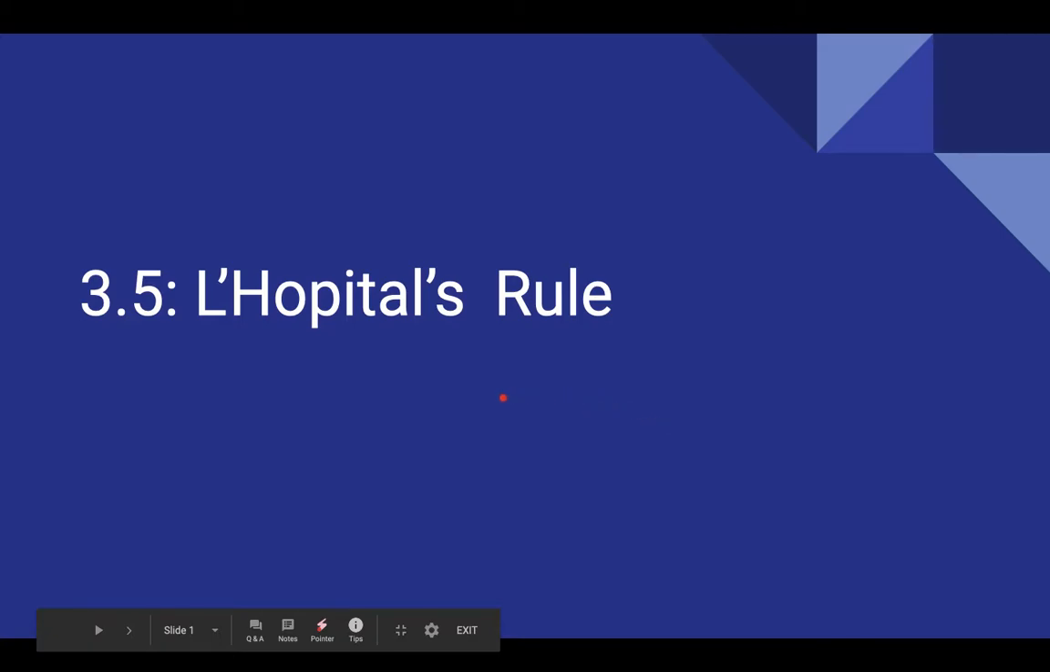This section will apply derivatives in order to determine the limits of indeterminate forms where we can't use methods learned in Unit 1, a topic known as L'Hopital's rule, the most important topic of this lesson. You guys say it with the French accent, L'Hopital's rule, 3.5.